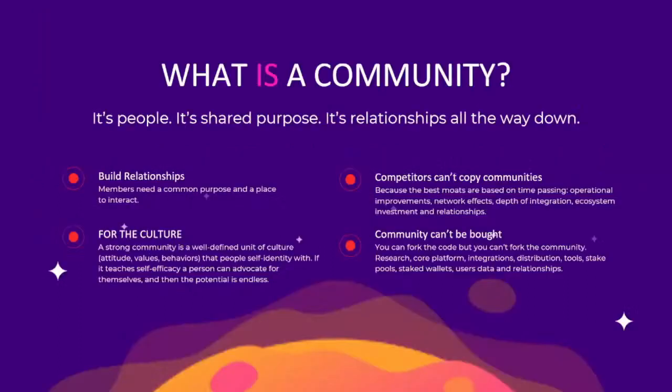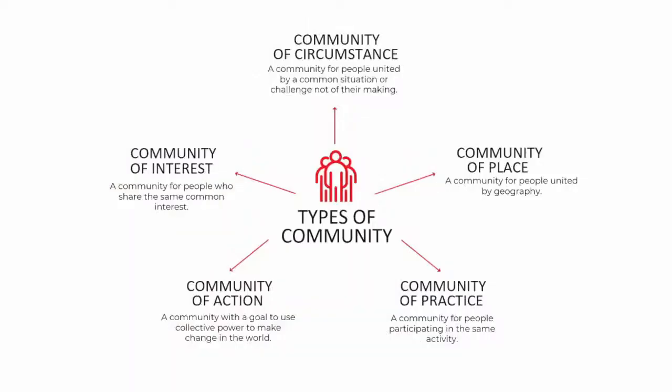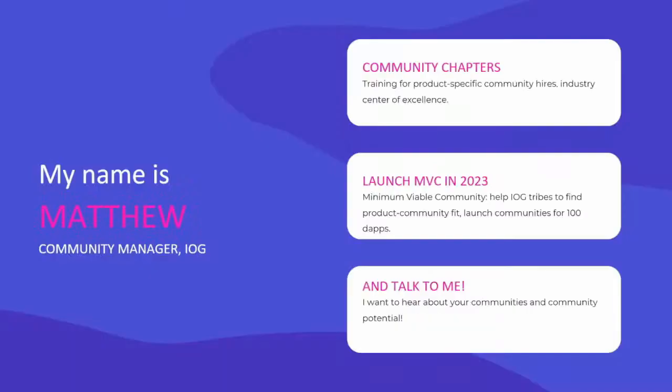So what is a community? It's people, and it's a shared purpose, and it's relationships all the way down. It's about building relationships, it's about the culture, and I think people have seen, maybe it's on my LinkedIn, competitors can't copy communities. It's a moat, you know? And communities can't be bought or sold. There are different types of communities: circumstance, place, practice, action, interest. You can have hybrids as well. So I'm not saying it's not if, it's not or, it can be and.